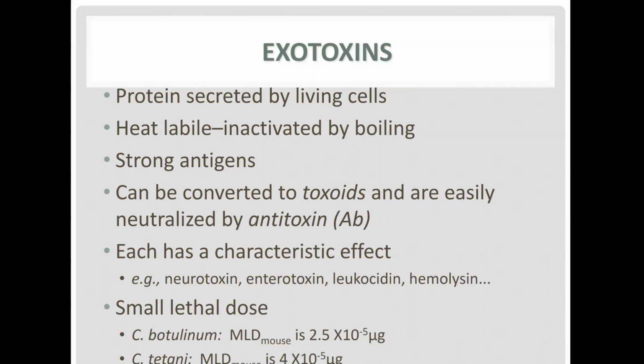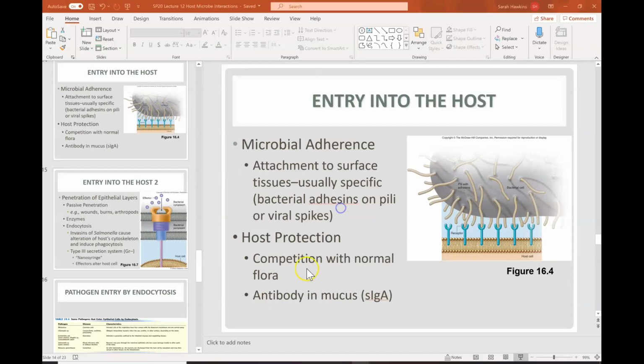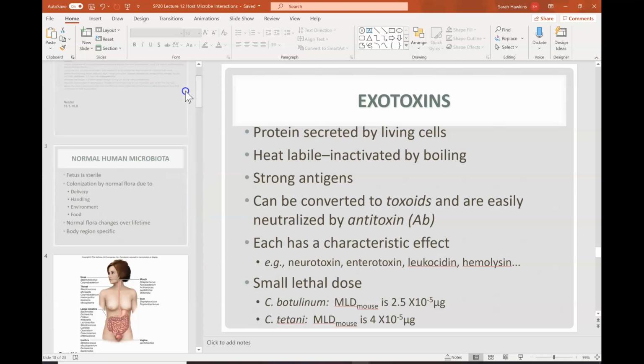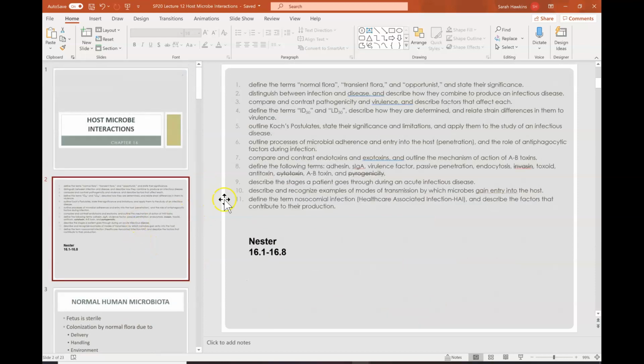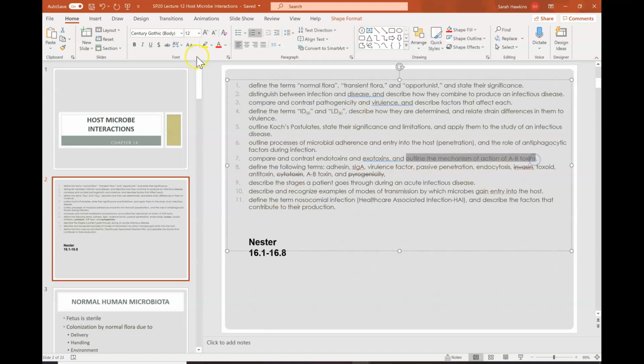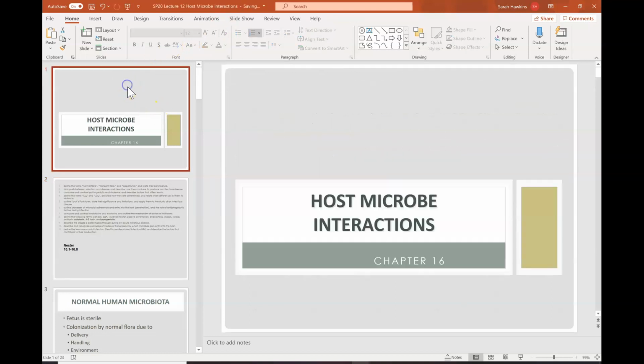Let's just go back. I'll do this now while you're watching so that you believe me. Let me go back to the learning objectives. I want to say that there was something on AB toxins. Yeah, outline the mechanism of action. Unfortunately, we're going to have to take that off the test. How did I delete that slide? That is just weird.